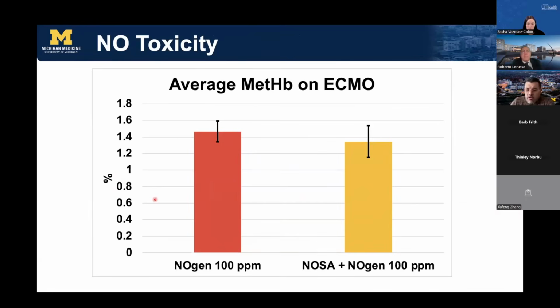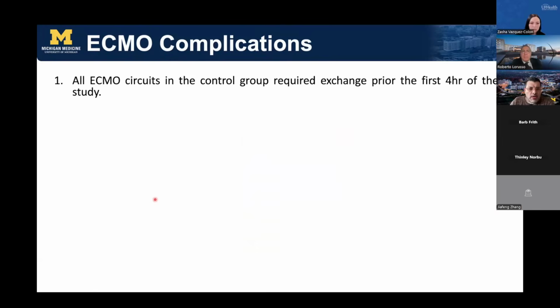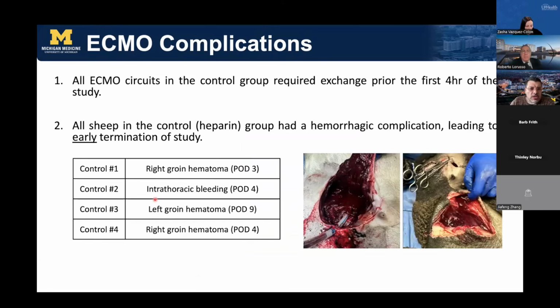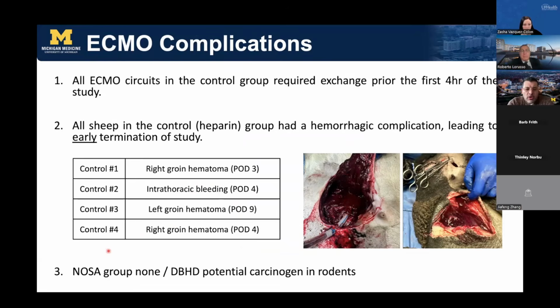This is overall the 14 days of support. We did see complications in the heparin group. All the oxygenators needed to be exchanged. Bleeding was our main problem. We had to stop 4 animals early because of major bleeding, primarily in the groin, in all of the animals. And the current donor of NO that we're using is DBHD, which is a potential carcinogen in rodents.